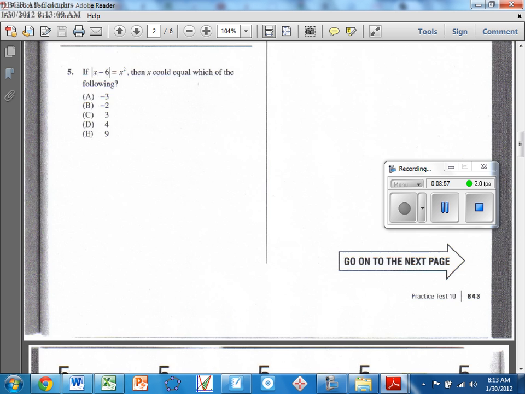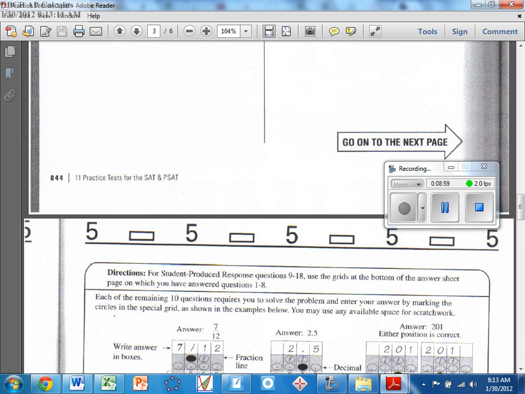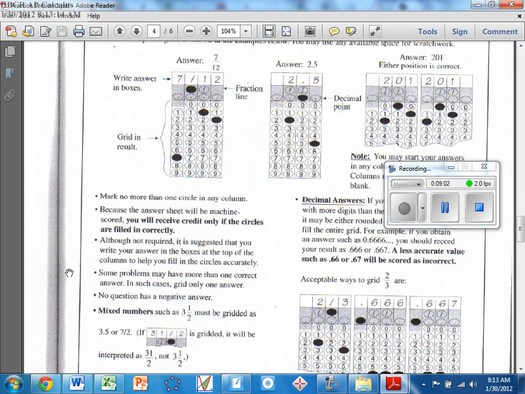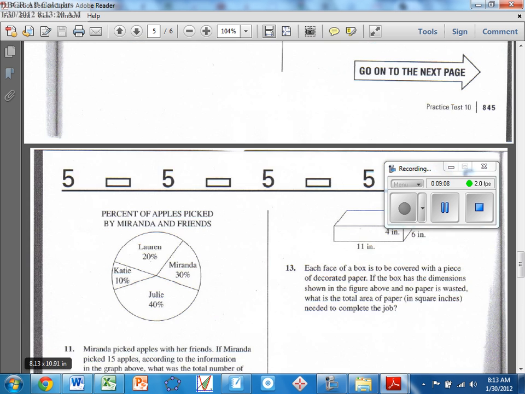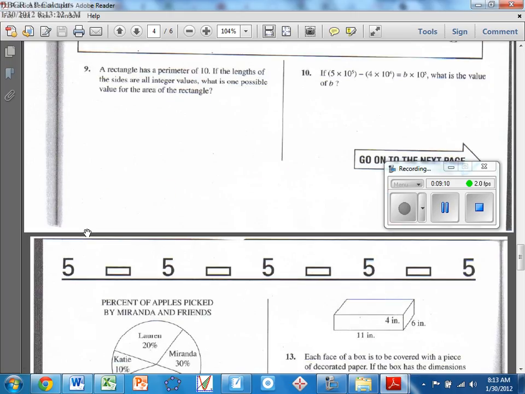Now, when you are practicing, you're going to notice, and I'll explain this, some sections have grid-in. Half of it is multiple choice, half is grid-in. You've seen it on the PSAT. Okay, so this is a grid-in. So when you keep your answers, you're going to have either multiple choice or a grid-in.